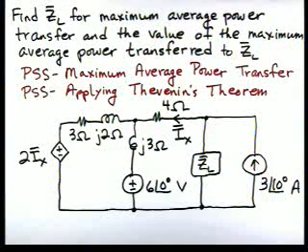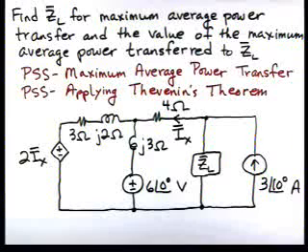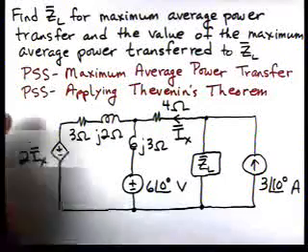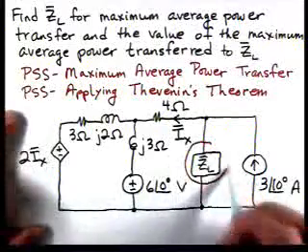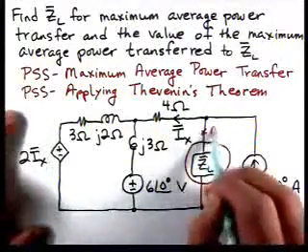Okay, in this problem we're asked to find ZL for maximum average power transfer and the value of the maximum average power transfer to ZL. We're going to utilize our problem solving strategies entitled maximum average power transfer and applying Thevenin's theorem. For the first one, maximum average power transfer, it says we need to remove the load ZL from the circuit and find the Thevenin equivalent circuit.